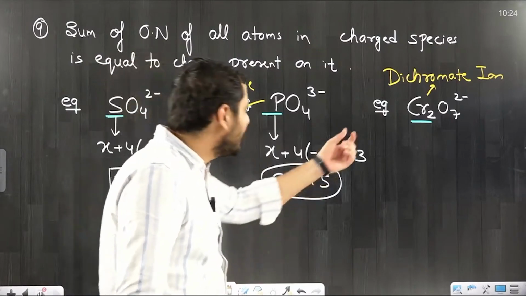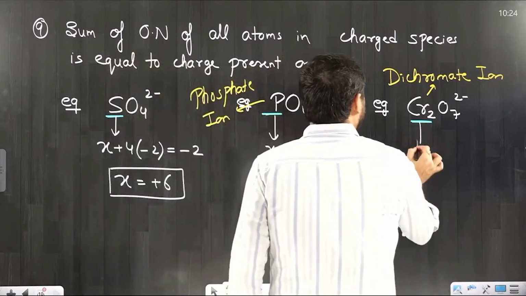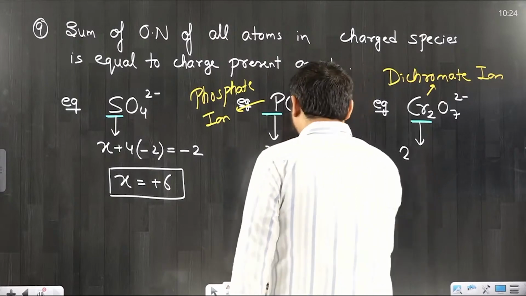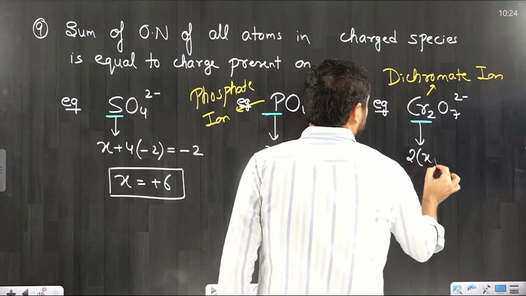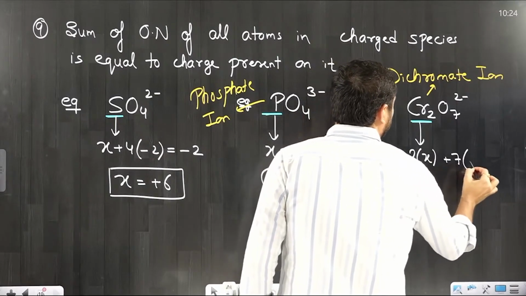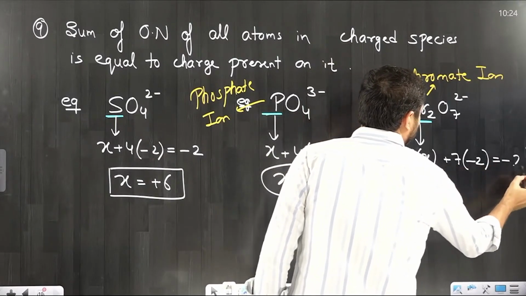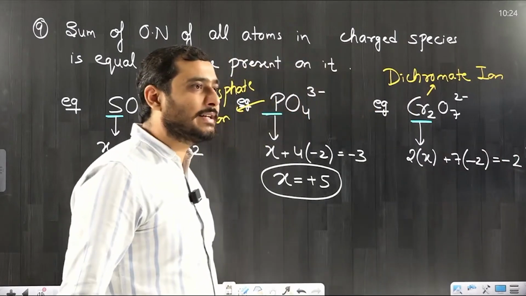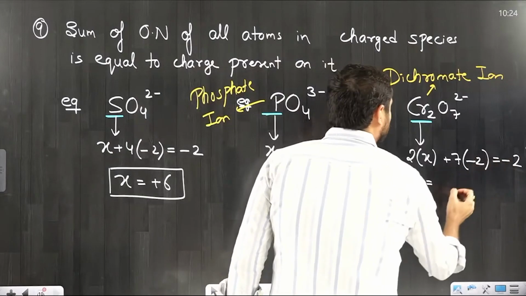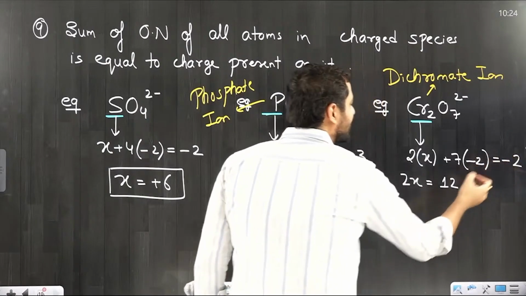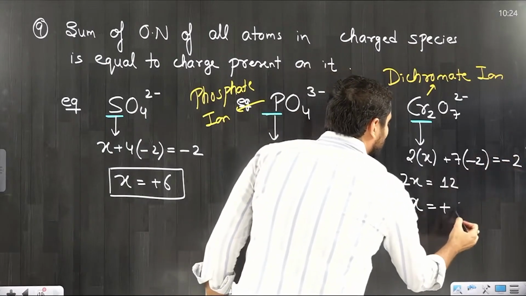Plus 5. Now if we take dichromate, how many chromium are present? 2. So what do we have to take? 2 into x plus 7 into minus 2 is equal to minus 2. So what do we get here? 2x minus 14 equals minus 2, so 2x is 12, which is minus 2 plus 14. So what is the value of x? Plus 6.